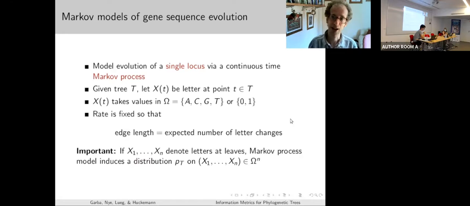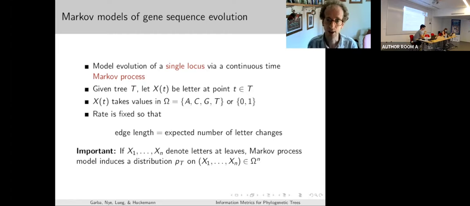Now, the way we model this mathematically is using a continuous time Markov process. We're going to model not an entire sequence, but just a single site in the DNA, so just a single locus. Given a tree T, let X_t be this Markov process, so this is the letter at a point little t in our tree. It's going to take values in the DNA letters, or potentially we might consider simpler Markov processes with just a two-state state space.